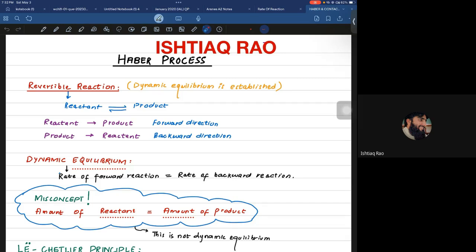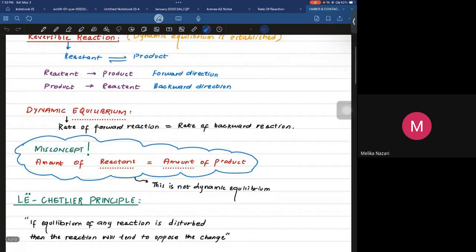Before discussing different things, you need to know that when the reactant changes into the product, this is called the forward reaction. And when the product changes into the reactant, this is called the backward reaction. The very important thing in this chapter is equilibrium, which they would be asking about. So what is equilibrium? We also discuss it in physics.